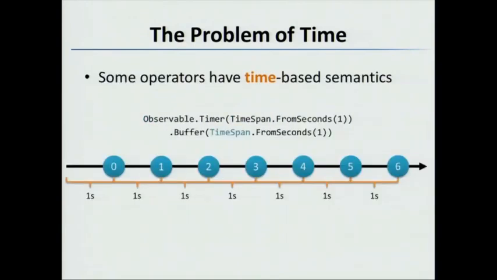Another problem is that we have operators that have time-based semantics. So for example, if I create a timer that's supposed to fire every second, and I buffer everything by 1 second, there's some epsilon that we're off each time. And so when it fires on next, it's going to be at 1 second plus some epsilon. And when buffer fires, it's going to be 1 second plus some other epsilon. And so it's a race as to where the boundaries are. And so it makes it kind of flaky.